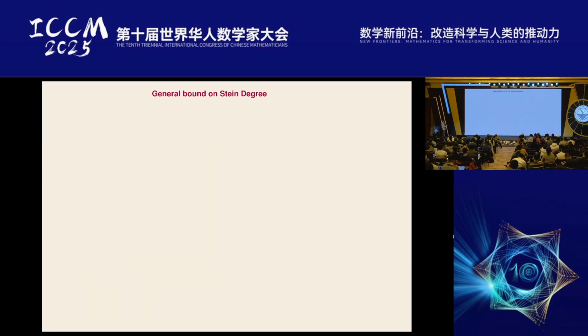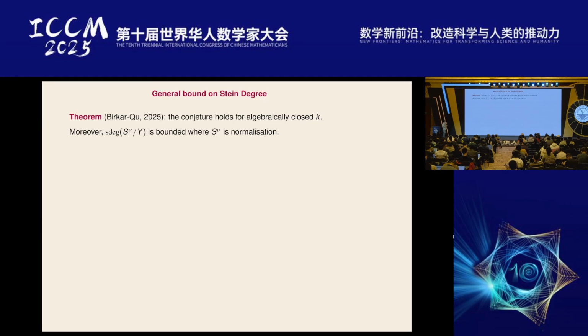Okay, so for now this remains open in the arithmetic case, but recently with my colleague Santai Chu, we showed that in the geometric setting, if the field is already algebraically closed, then in fact this conjecture is true and there is a universal bound on the Stein degree. We prove even something stronger. We even show that if you normalize S, the Stein degree potentially can change dramatically, but even then we can bound it. So we can show that the Stein degree of the normalization over the base is bounded universally in terms of D and T.